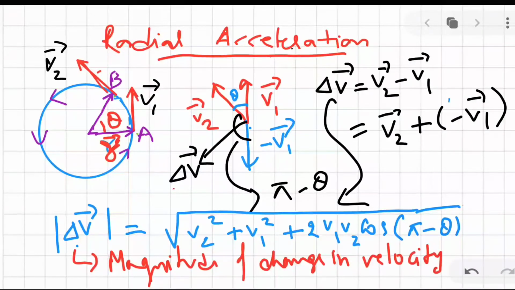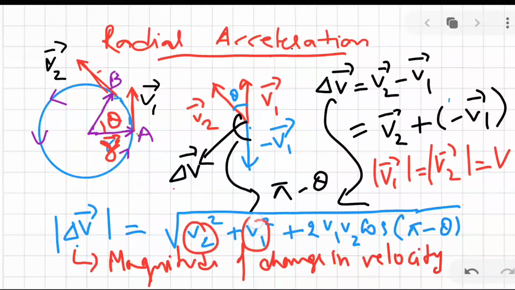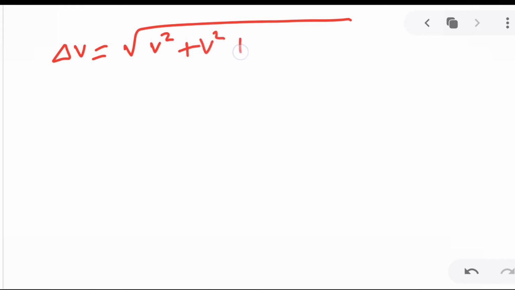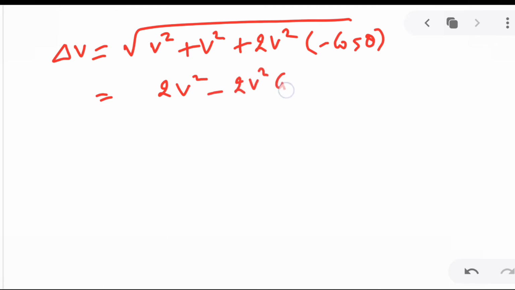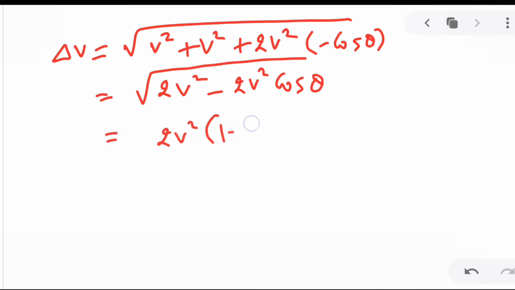Now, if the particle is moving with uniform circular motion, then it implies magnitude of v1 is equal to magnitude of v2 is equal to v. So here v2 square, v1 square, all these things can be replaced by v square. So we have delta v equal to square root of v square plus v square plus 2v square cos pi minus theta. Now cos pi minus theta is minus cos theta. So this is square root of twice v square minus twice v square cos theta, which is square root of twice v square into 1 minus cos theta.